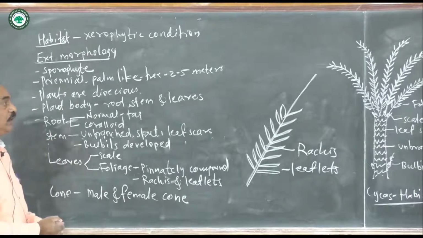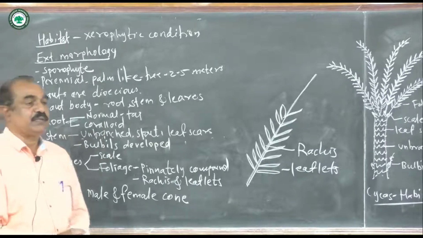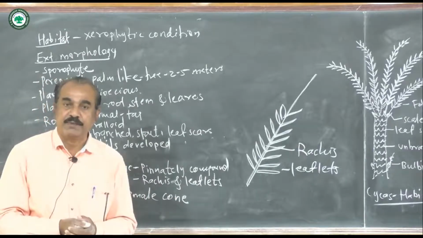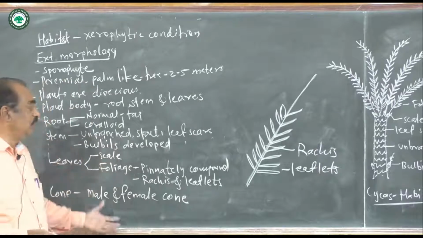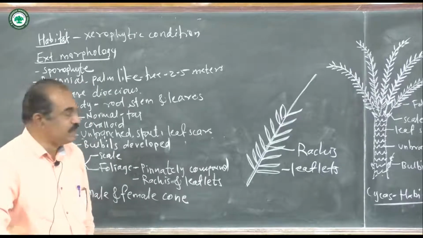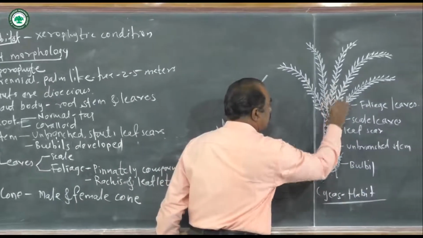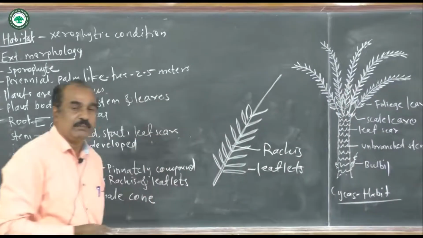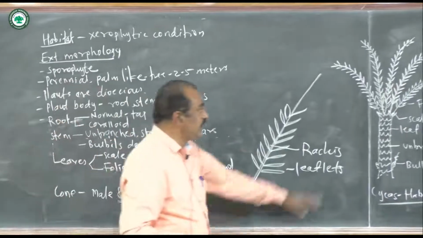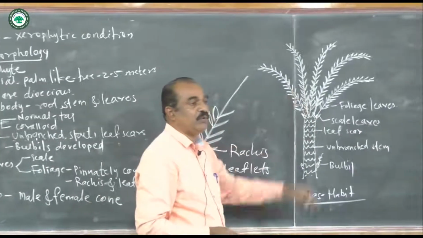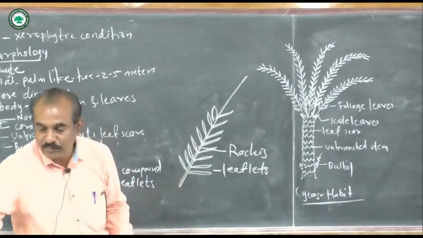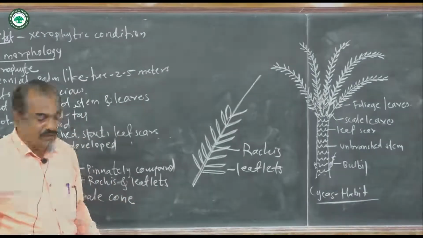Now cone. Now the plant is dioecious. That means male and female plants are completely separate from each other. Now on the male plant at the center, that means accurately here, the male cone is developed. So this is the male cone. And when the plant is female, then here instead of a male cone, a female cone is developed, and the structure of the male cone and female cone is like this.